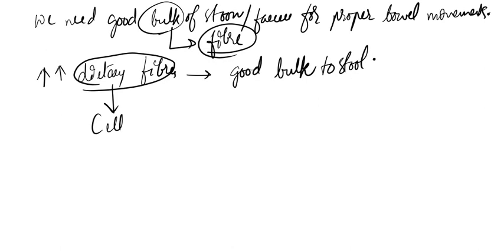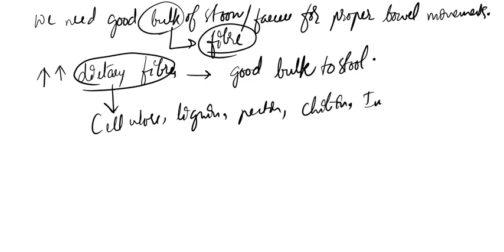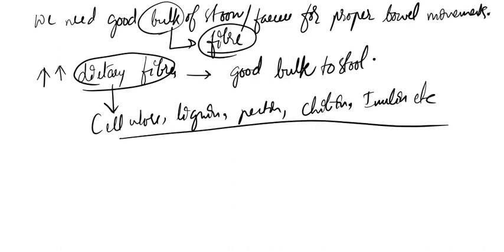So what are the types of dietary fibers that you should give to the human body? That is cellulose, lignin, pectin, chitin, inulin, etc. These are the types of dietary fibers that you should include in your daily food intake.